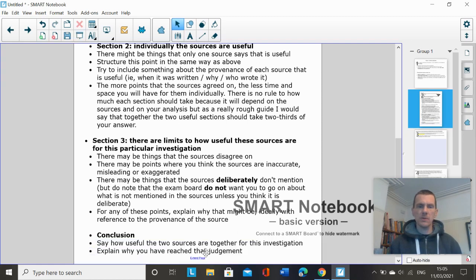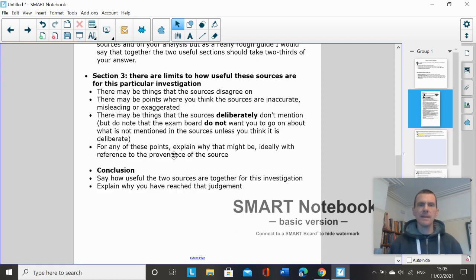I'm going to scroll that all the way down, actually. Limits to how useful the sources are for this particular investigation. There might be things the sources disagree on. That's not very useful because there's direct contradiction. There might be points where you think the sources are inaccurate, misleading, or exaggerated, that they get things wrong, or they deliberately give a false impression to you.